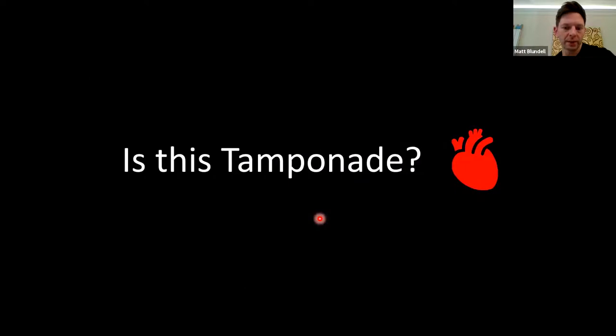So we were left with the quandary. This would appear to be a hemodynamically stable gentleman who's come in with a query dissection and evidence of pericardial fluid. So would anyone at this point call this tamponade? Feel free to shout out. Yeah, you would. So if you think it's tamponade, what do you think the management of that tamponade is at this point?